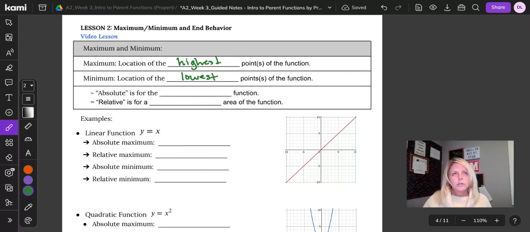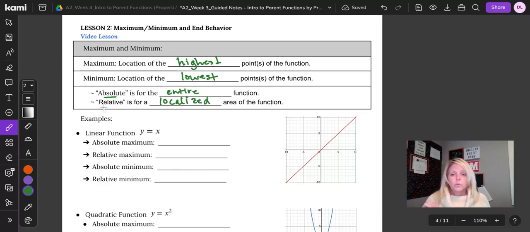Now, the focus of your graph, the region you're looking at, is important. If you're looking at the entire graph or the entire function, that's known as the absolute maximum or the absolute minimum, meaning there aren't any points that are higher or lower. So this is for the entire function, the entire graph. And then relative would be just for a localized area.